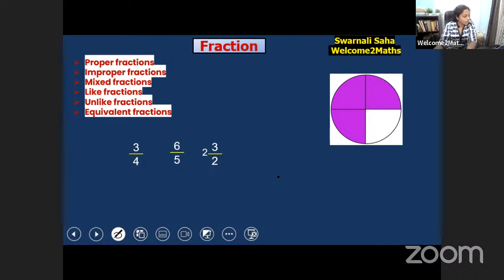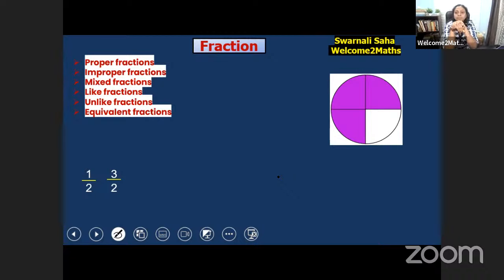To know about like fractions, here there are 2 fractions, 1 by 2 and 3 by 2. Can you tell me why these 2 fractions are called like fractions? One by 2 and 3 by 2. There are 2 fractions. These 2 fractions are called like fractions.